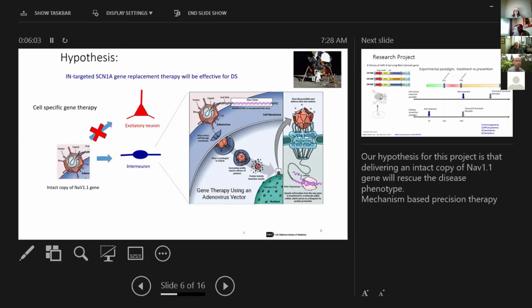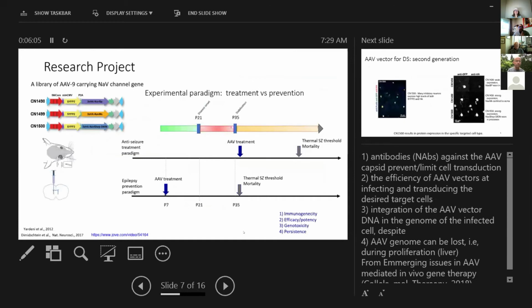And this is a daunting task. But with our collaborations with colleagues and friends at the Allen Institute, we've designed some viral vectors that carry a sodium channel and that can be targeted to inhibitory neurons. And we are now testing this treatment using these viral vectors and testing whether we can rescue the phenotype in Dravet syndrome, using two types of experimental paradigms.